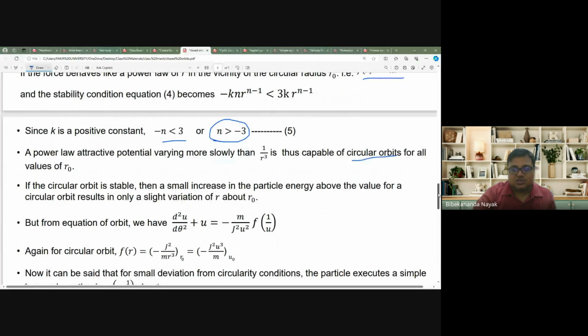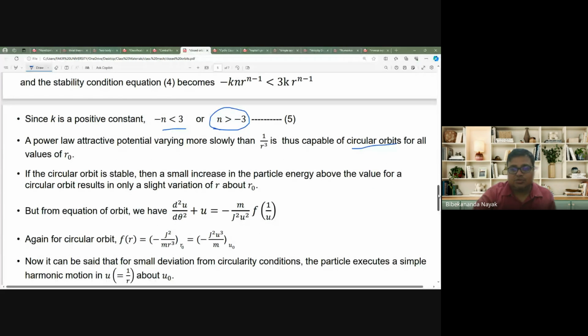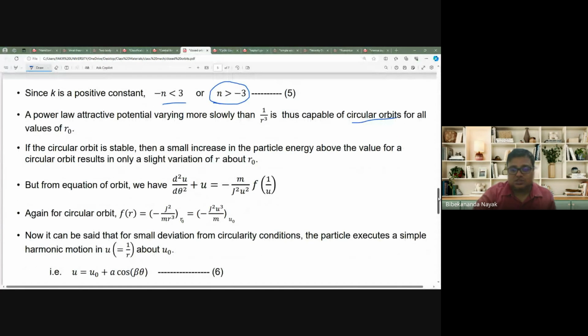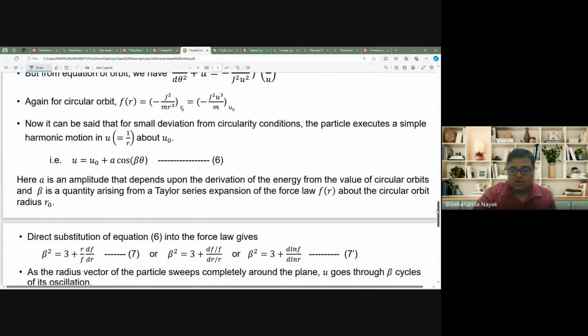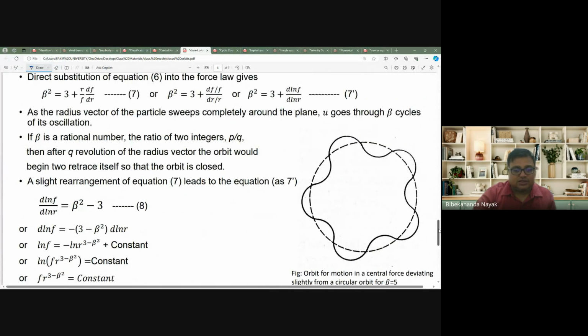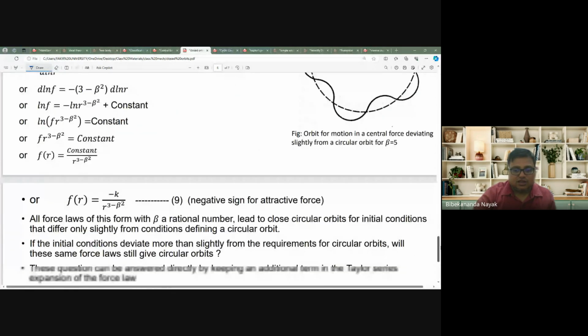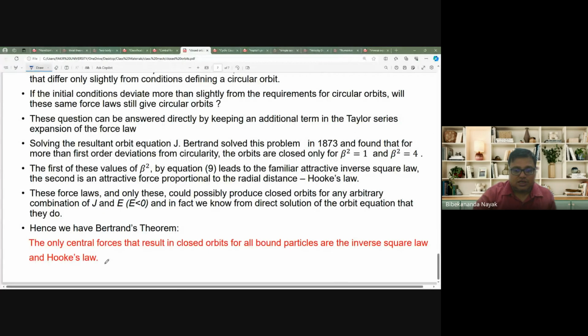If a circular orbit is stable, then a small increase in the particle energy above this value results only in a slight variation. For a stable orbit, a slight change gives a slight variation. Taking some conditions, we find that two kinds of orbits are actually closed. The only central forces that result in closed orbits for all bound particles are the inverse square law of force, 1 by r square, Kepler's law, and Hooke's law. Hooke's law means harmonic oscillator, force proportional to minus x.